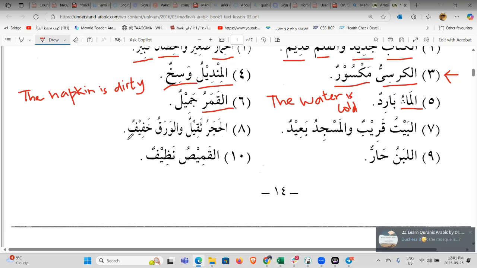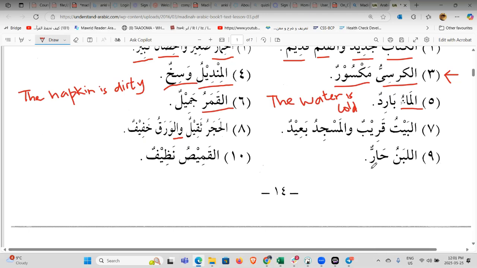So this is basically saying rocks are heavy and paper is light. If you want to do a free translation, the literal translation would be the rock is heavy and the paper is light. So sometimes when we use al, we mean the category, like the category of paper is light. The category of rocks is heavy.